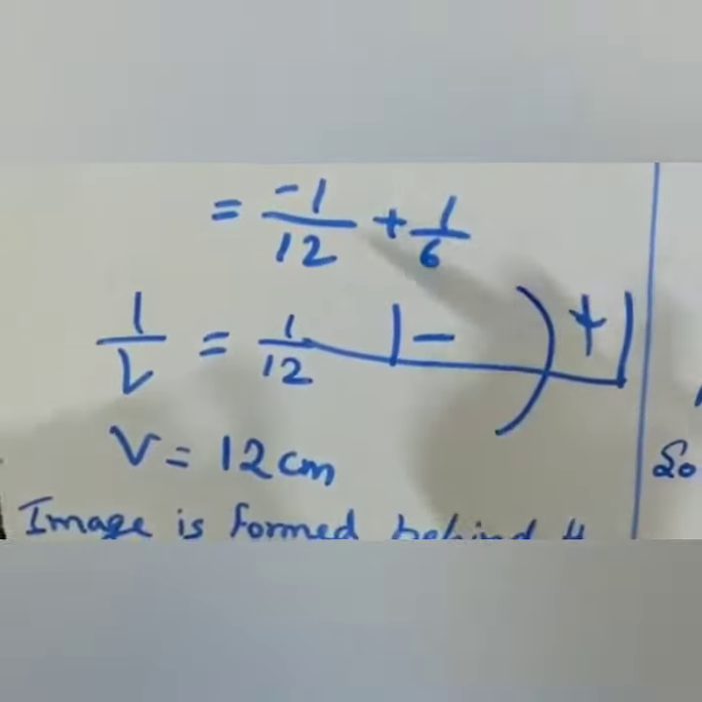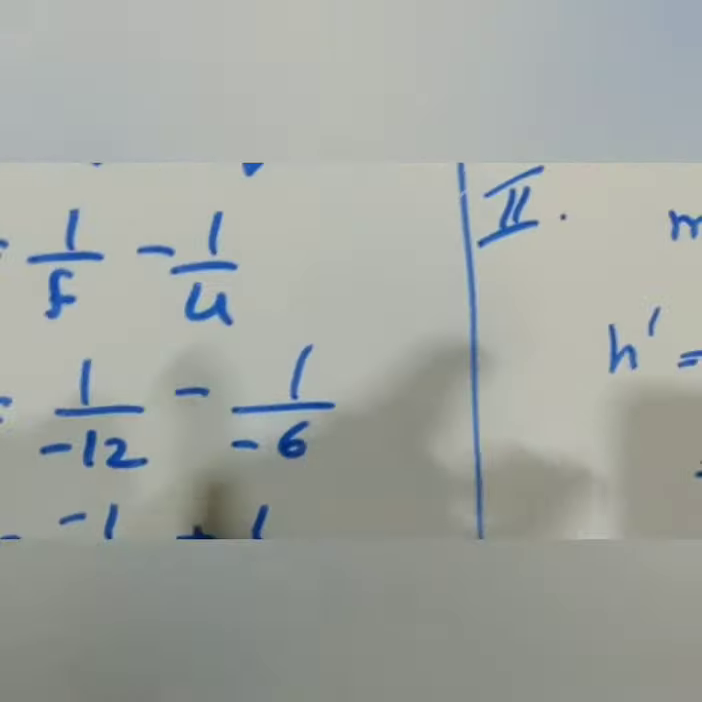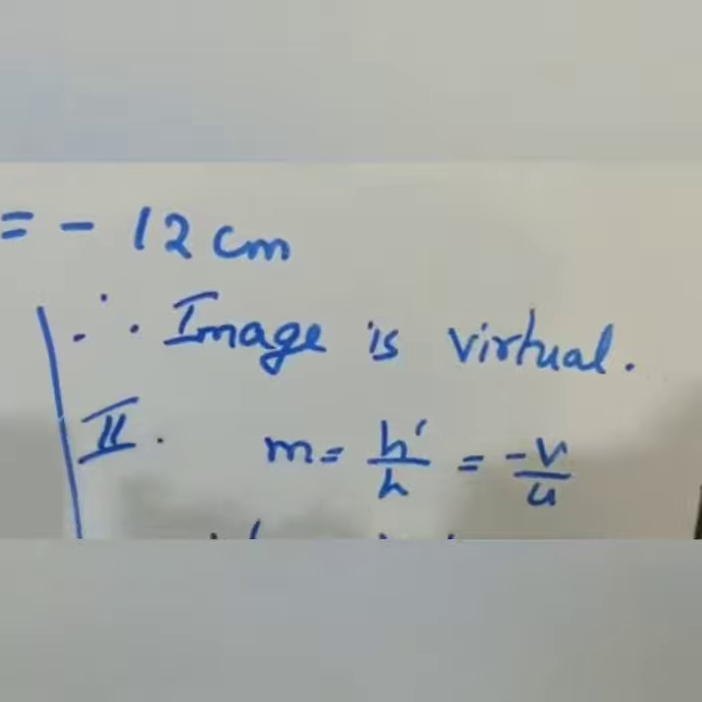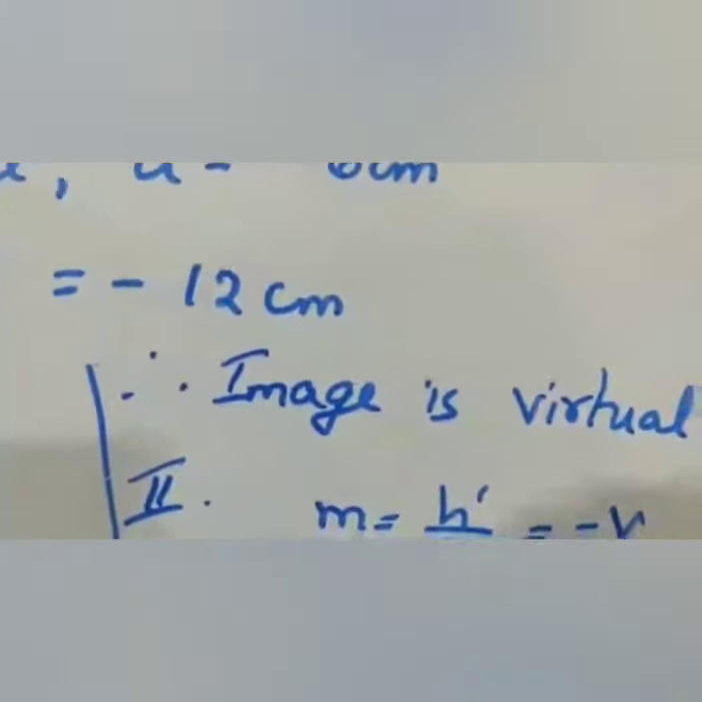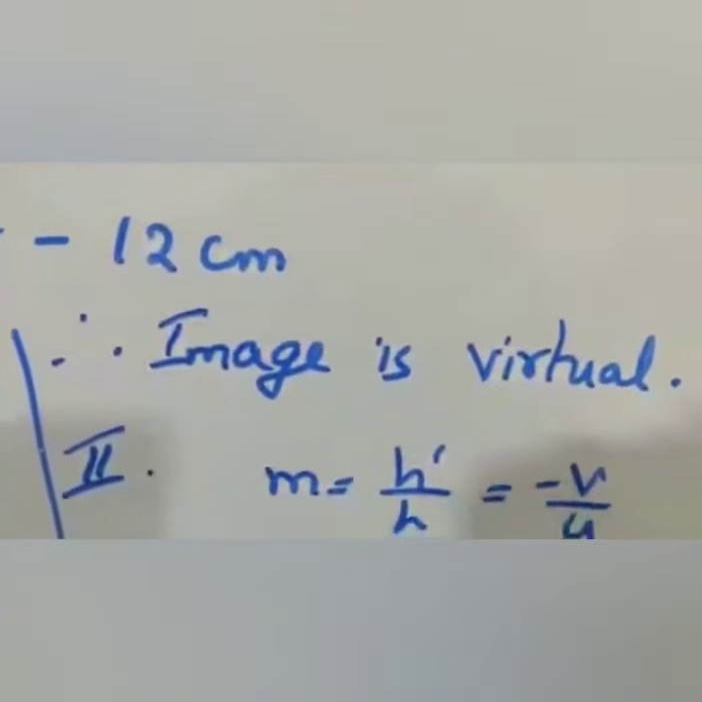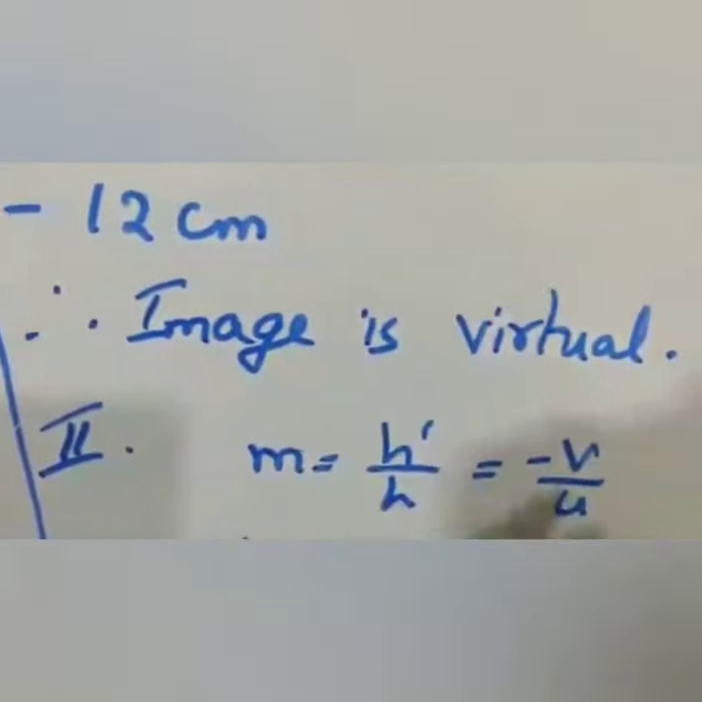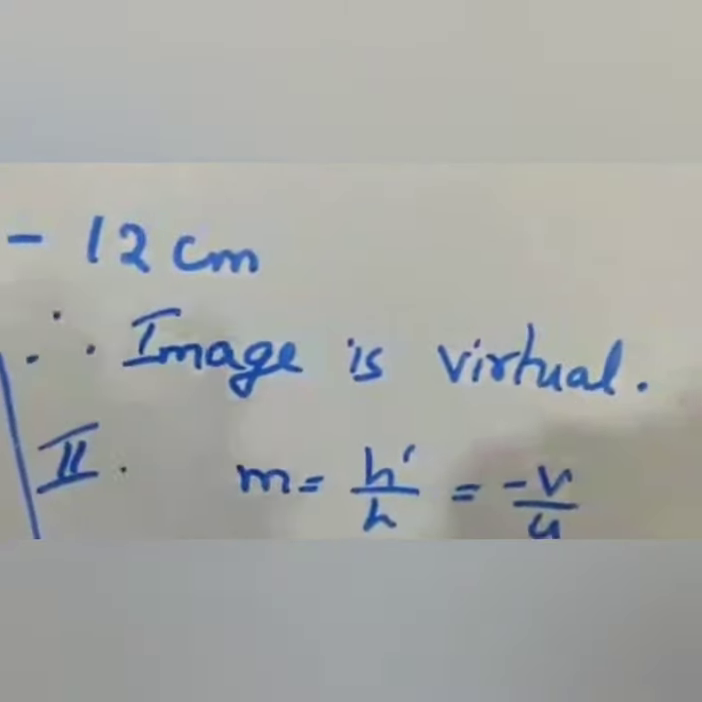So this image is virtual. How can we say that it is virtual? Because the image distance is positive. Since the distance of the image is positive, we can conclude that it is behind the mirror and it is virtual.